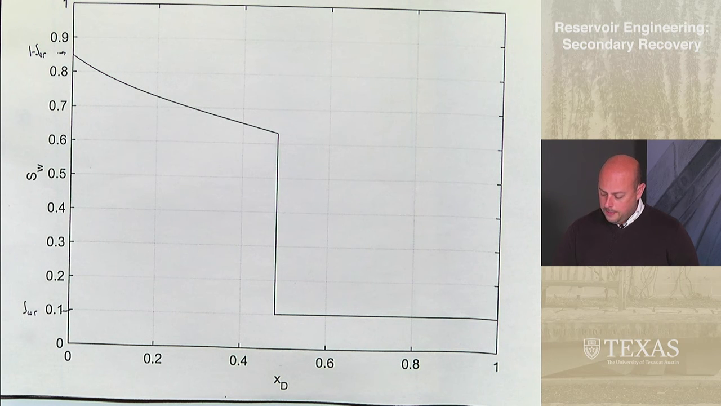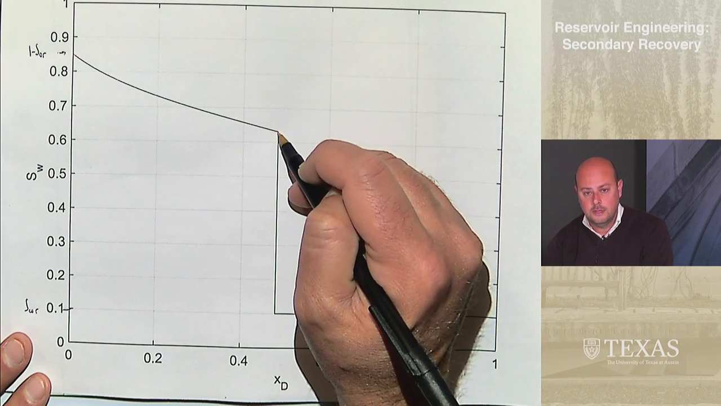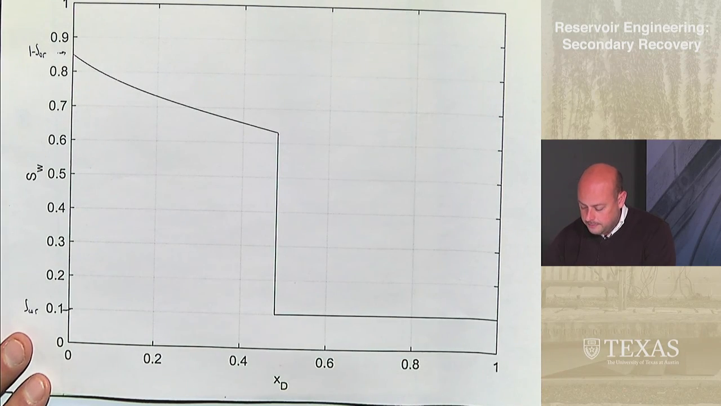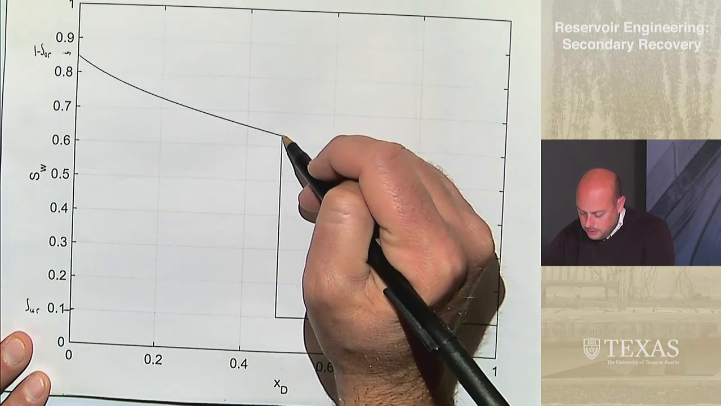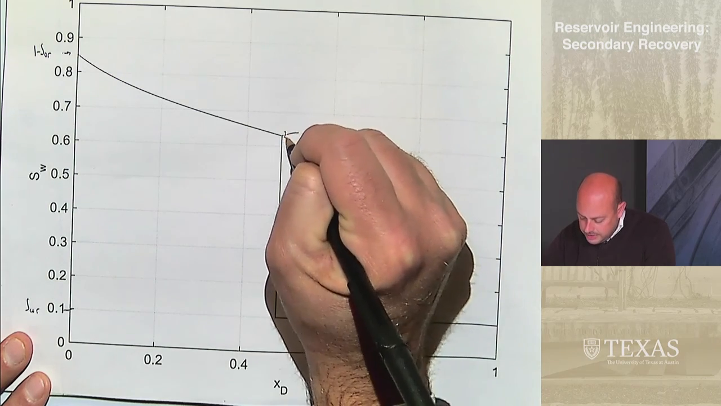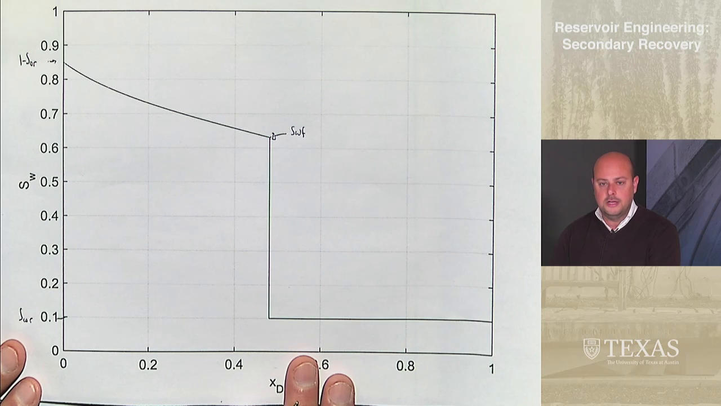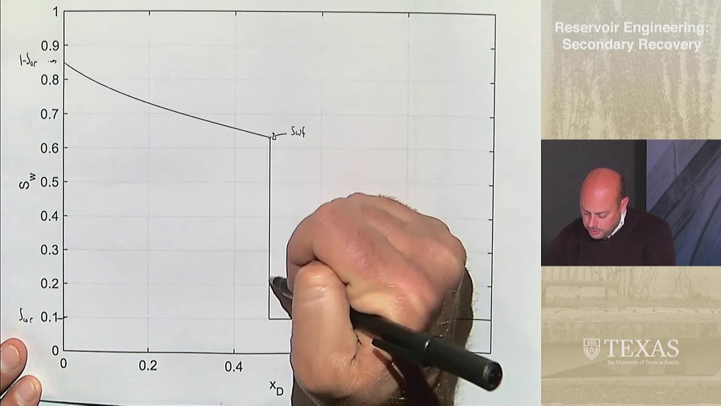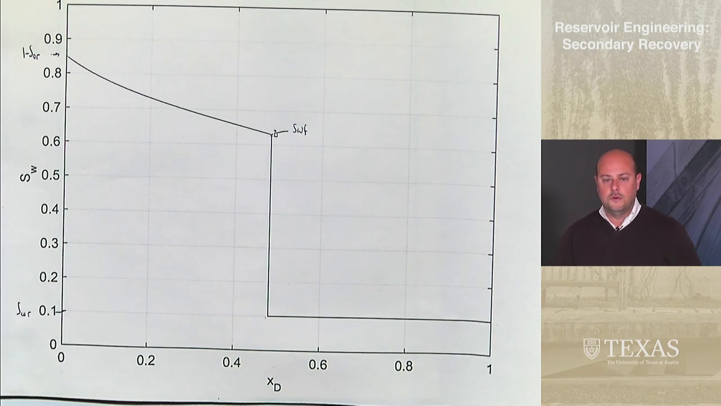The key property of this is that in most cases, we have the shock front. So the saturation decreases from here to some distance, xd. I'm going to call the saturation at this point SWF. The F stands for front saturation. And then the water saturation decreases abruptly all the way to the irreducible saturation over here.